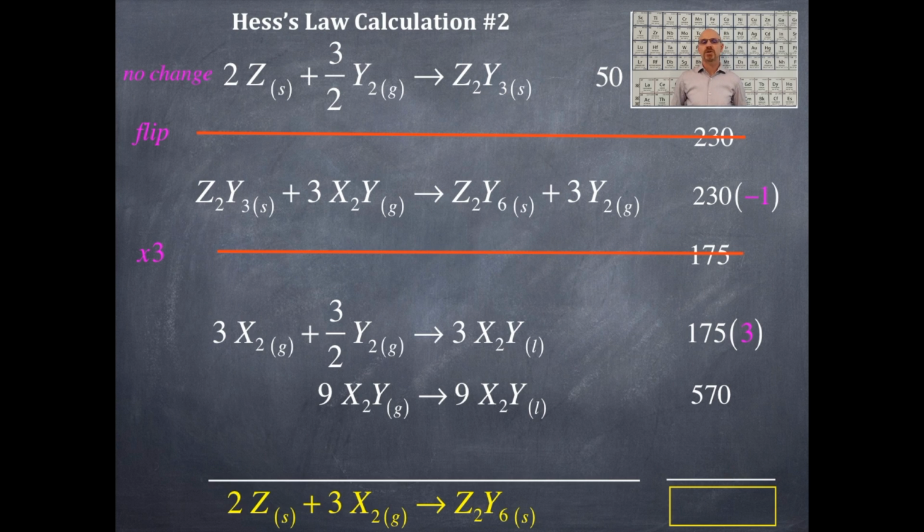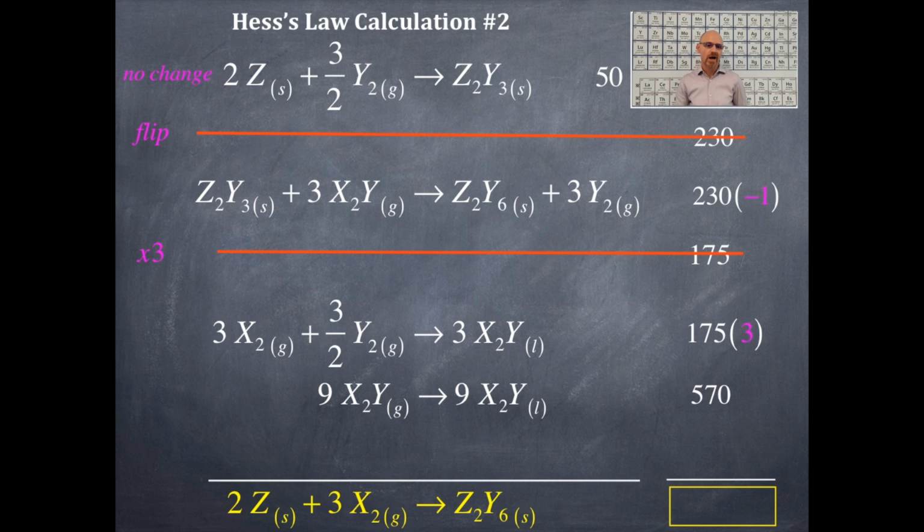Okay, so now I've done 2 things here. Well, actually 3. Really no change on the top one. That's why I said 2 things. And then the second one, I flipped. I multiplied the number by a -1. And then the second thing was to multiply the third equation by a 3, and I've multiplied the number by a 3 and rewrote it.